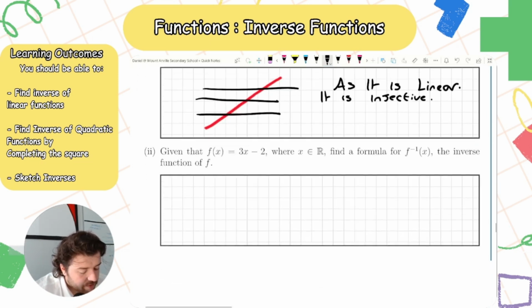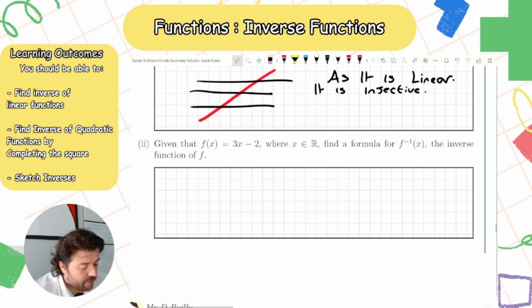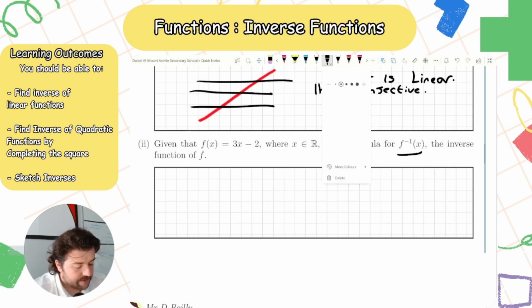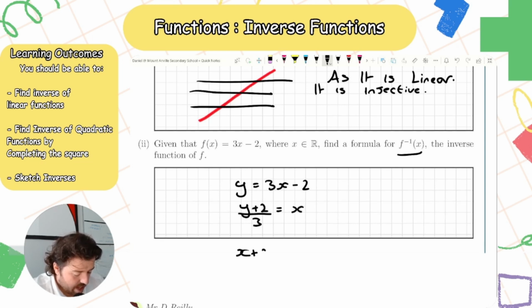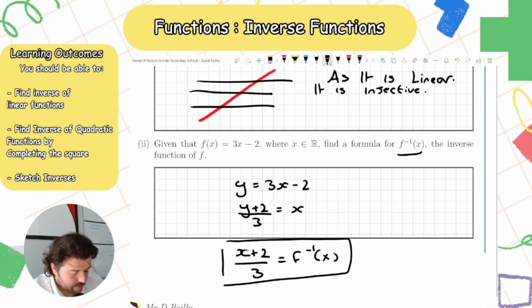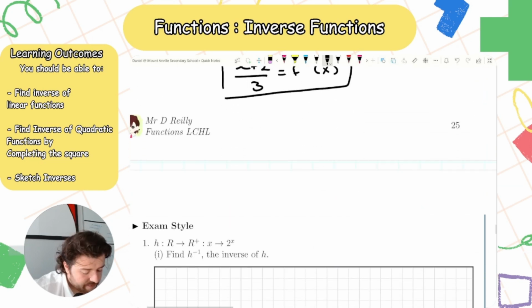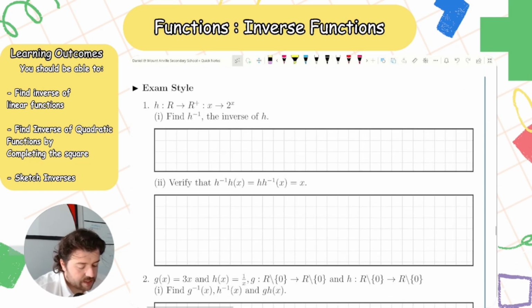Given that f of x equals 3x minus 2, find the formula for the inverse of x. So that is just y equals 3x minus 2. y plus 2 all over 3 is equal to x. Change it around, x plus 2 over 3 is equal to f inverse of x. That's it there.